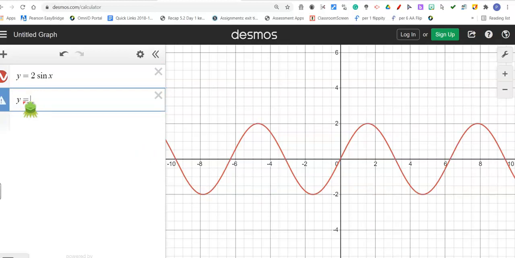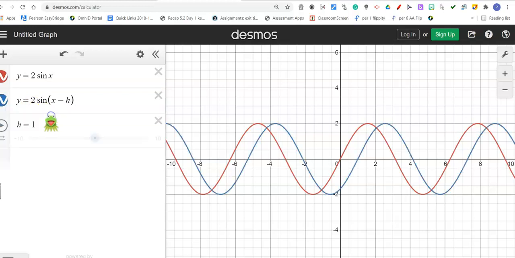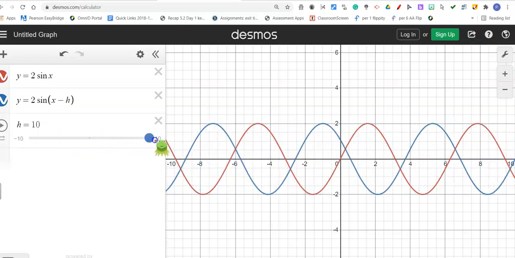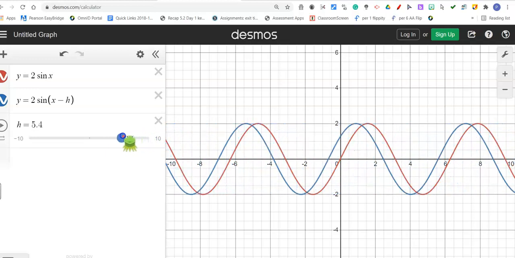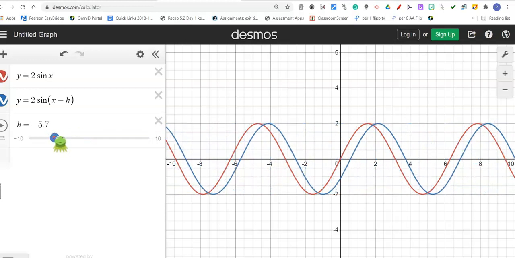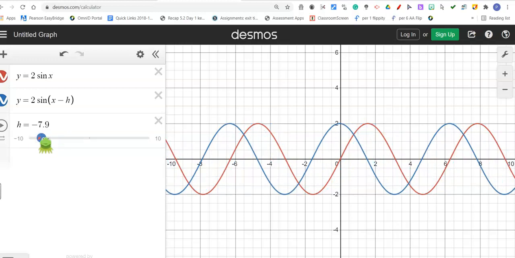Now, y equals 2 sine parentheses x minus h. Hit the h and you'll get the slider, and you can change that slider. So look what happens when I make it larger. From the movement, you can see that if I make it smaller, it's going to the left. So I'm subtracting a smaller number. Here I'm subtracting negative numbers. So what am I really doing?